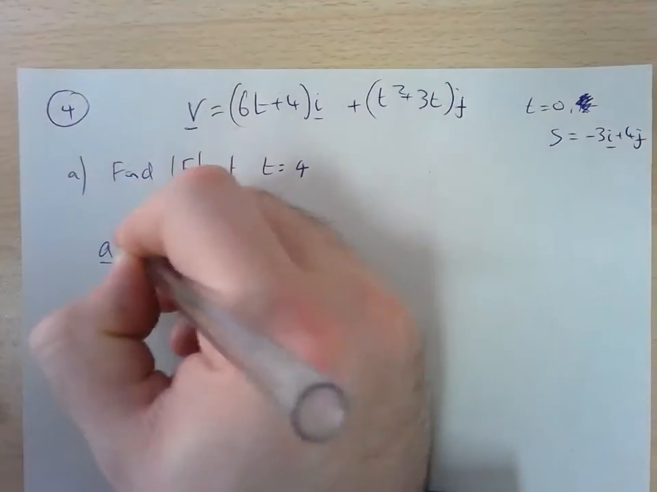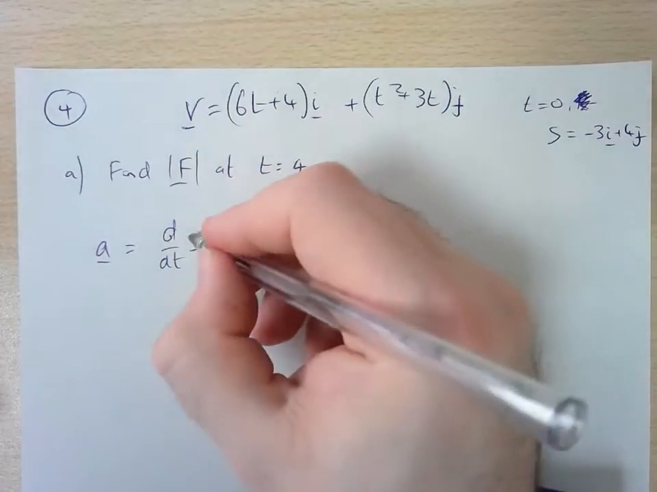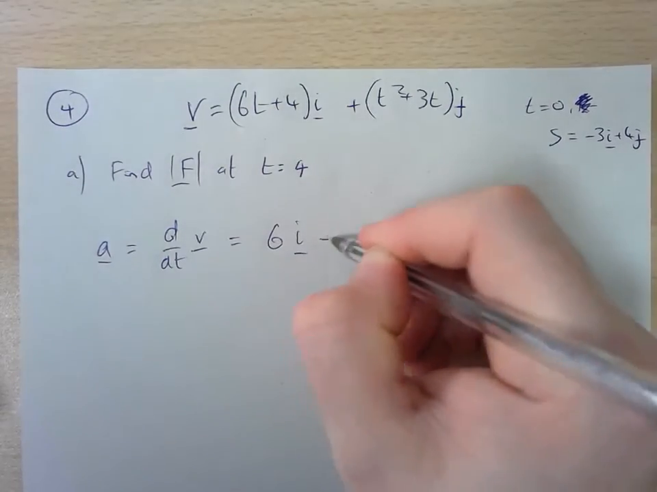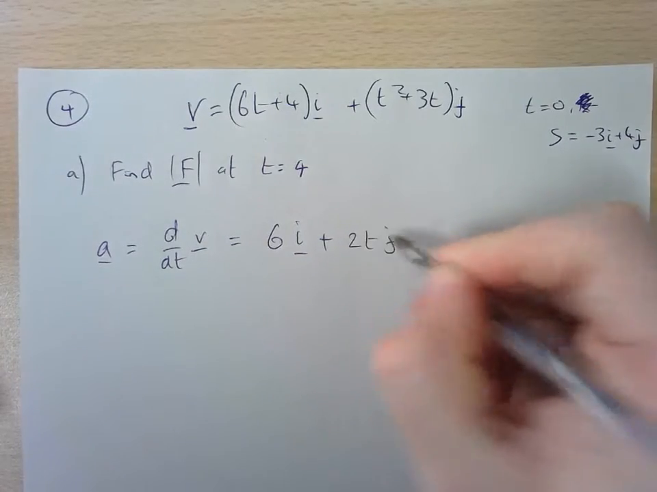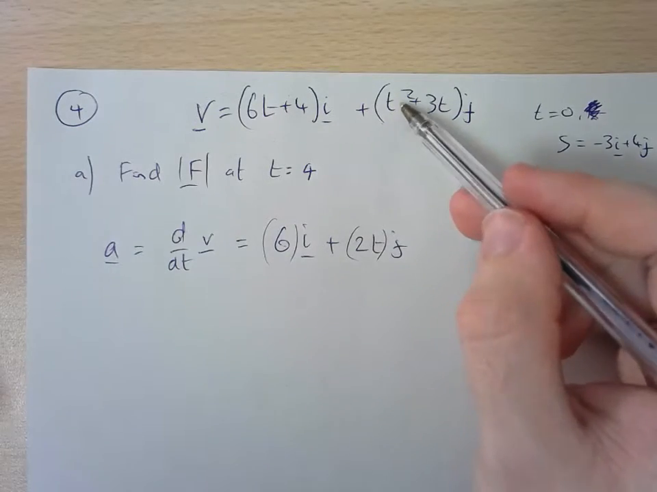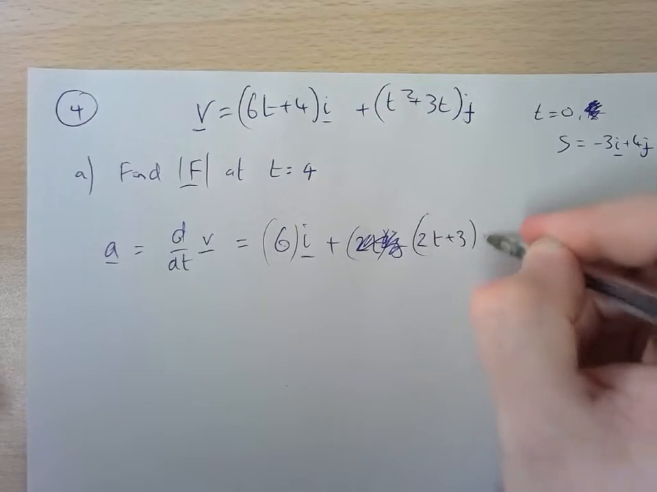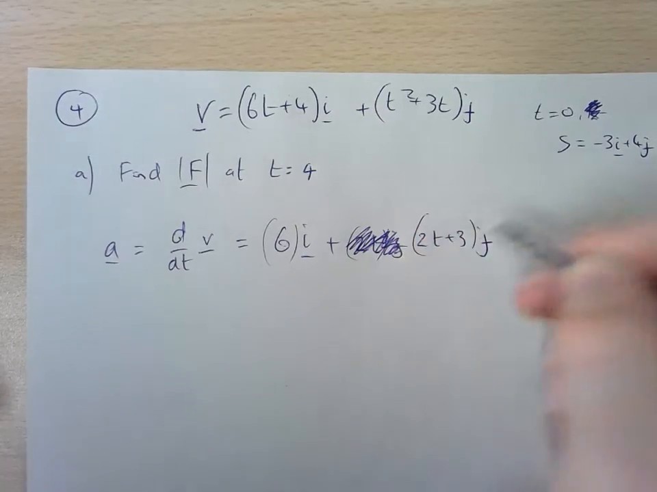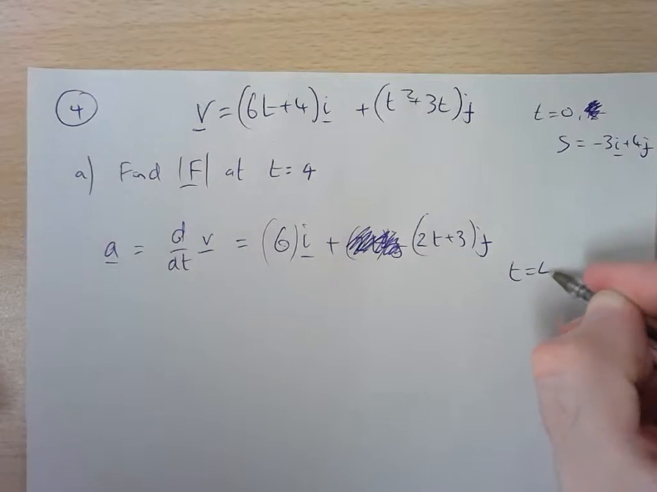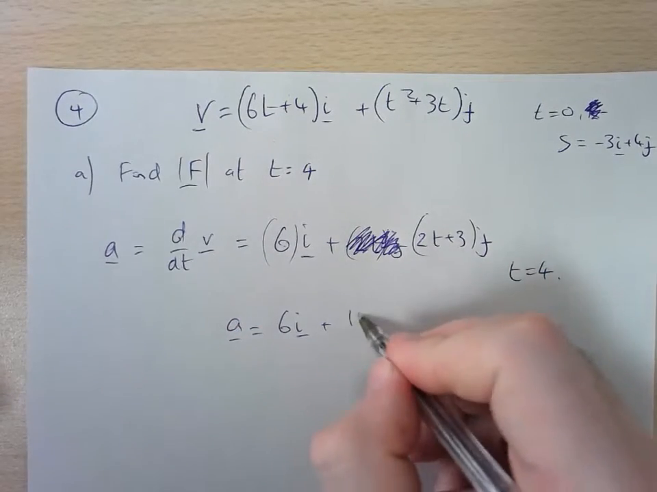So I get a is the derivative, d by dt, of velocity. If we differentiate this, we get 6i plus 2t j. So this differentiates to give you 6, this differentiates to, oh, I need a plus 3 in here: 2t plus 3j. Almost missed that. So what we need to do now is to sub in t equals 4 to get a equals 6i plus, we sub this in, we get 11j.